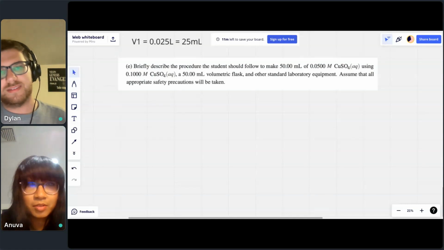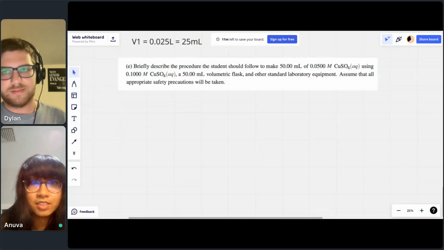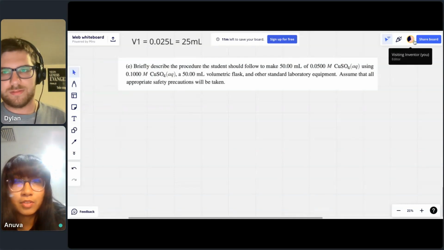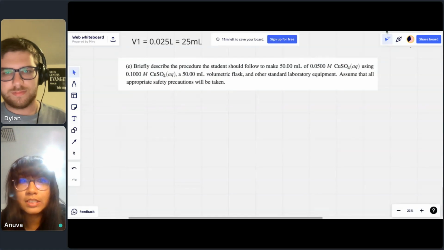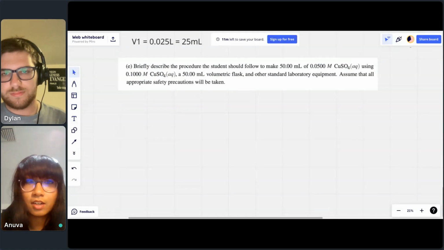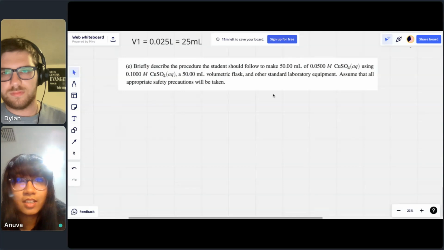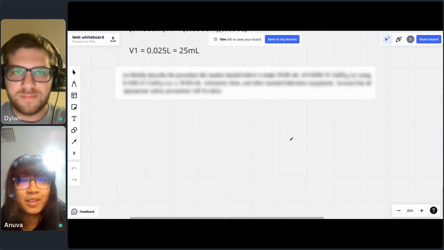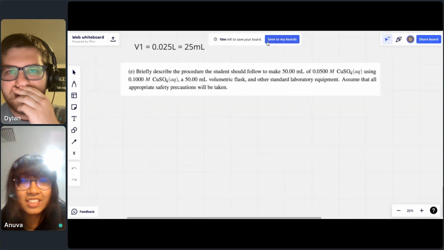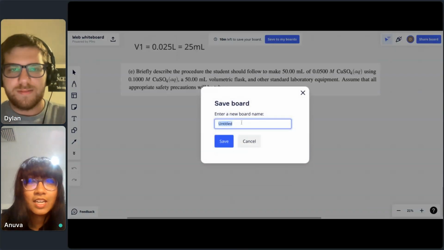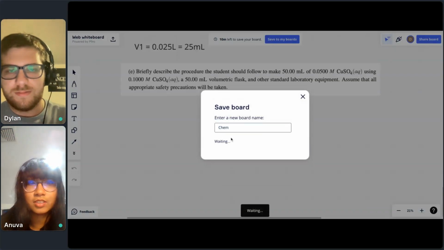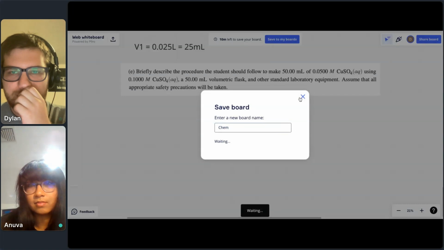But yeah, for part E, briefly describe the procedure the student should follow to make 50 milliliters of a 0.05 molarity copper sulfate aqueous solution using 0.1 molarity copper sulfate, a 50 milliliter volumetric flask, and other standard laboratory equipment. Assume that all appropriate safety precautions will be taken.